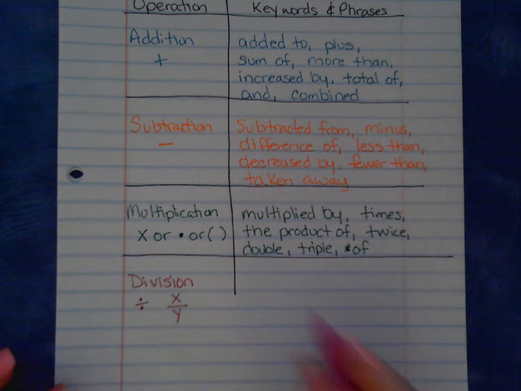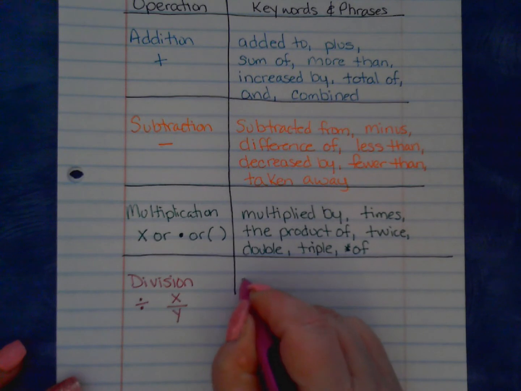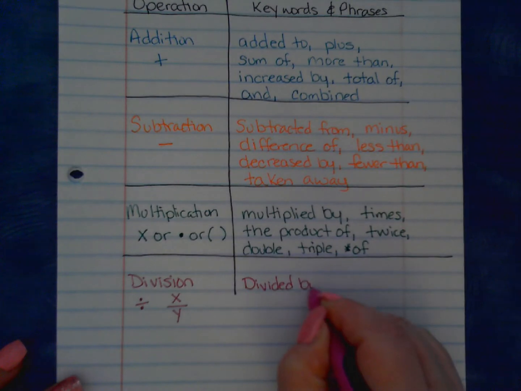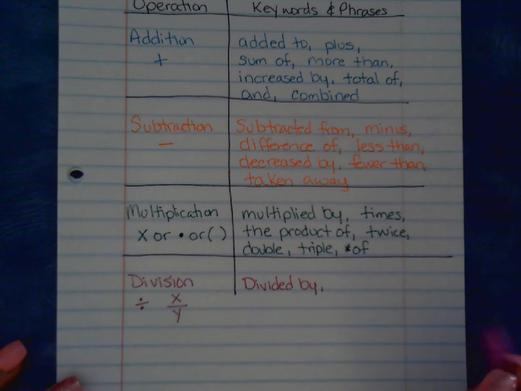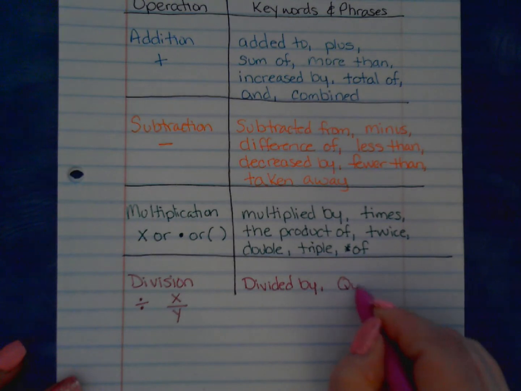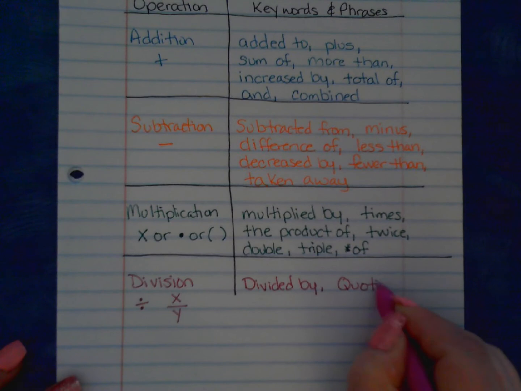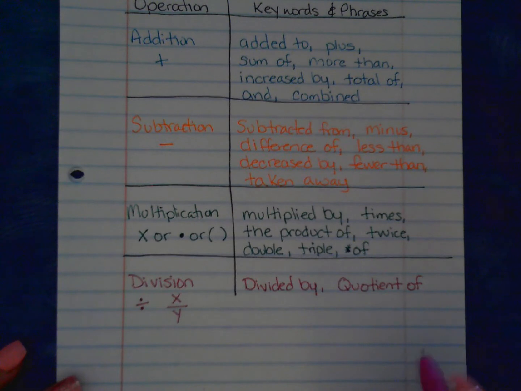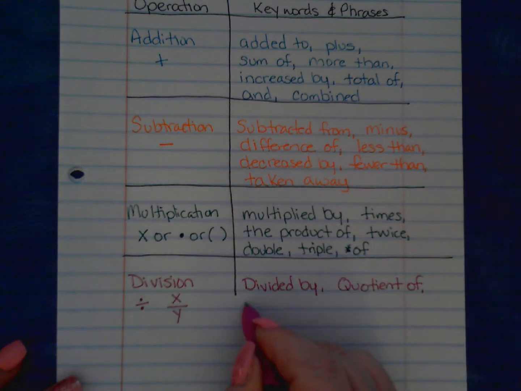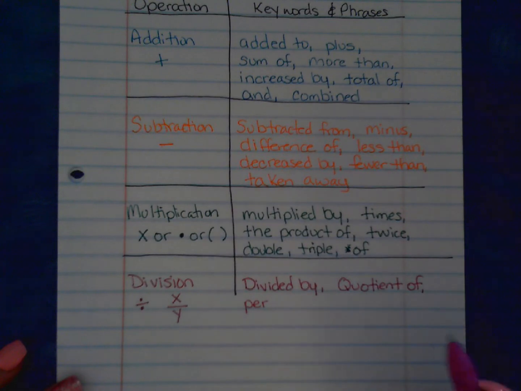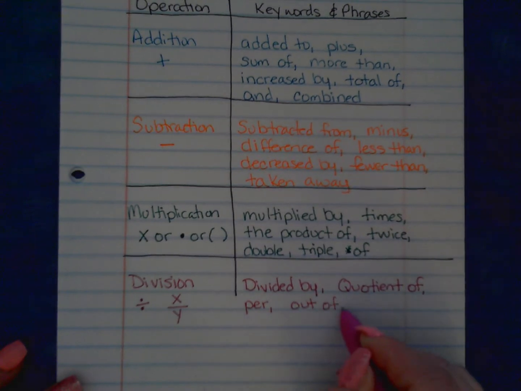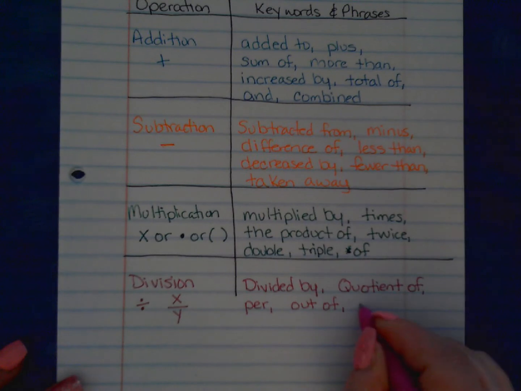Okay. So some good keywords for division would be obviously divided by. I love the math verb quotient. And usually it's paired up with quotient of. Per. Remember, per is if you divide things and you give 6 per person. Out of. And then percent. Percent is also division, remember?